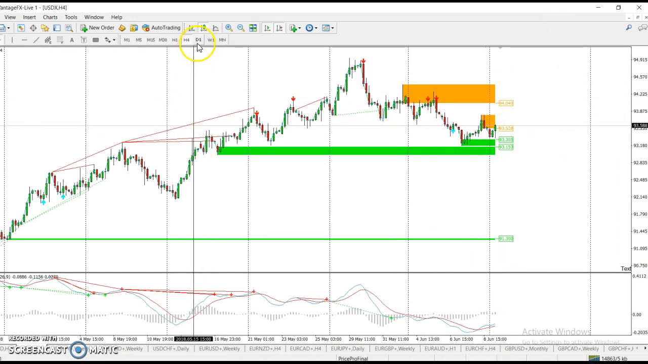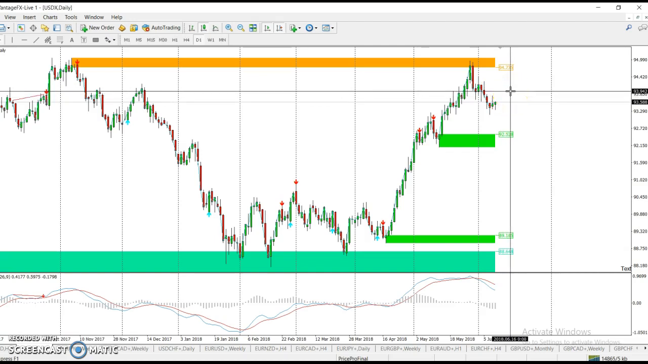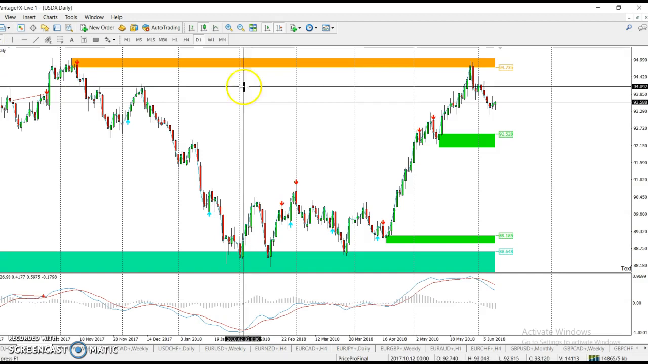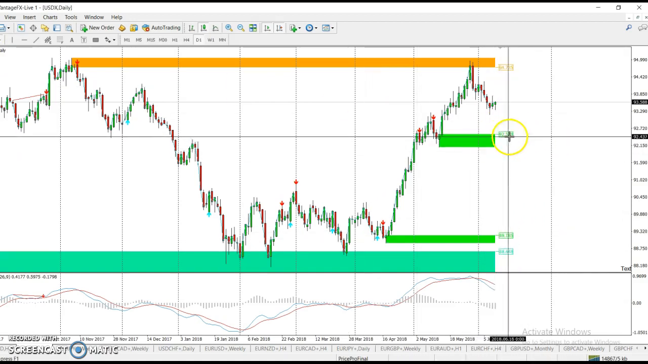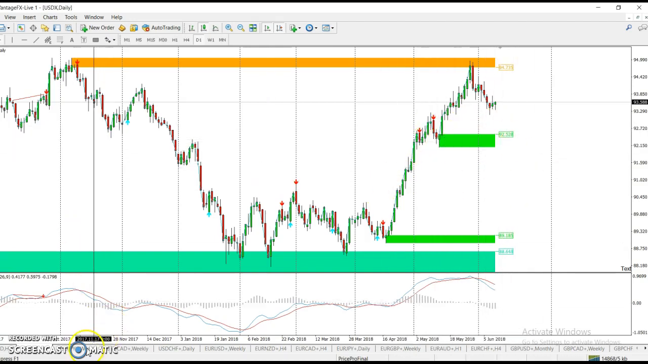Okay, so let's look at the dollar. So what could possibly happen this week for the Fed funds rate? Maybe a possible little bit of a rally, and then a drop back down into this area here, or down here. I'm looking around the 92,500 area this week on the US dollar index.